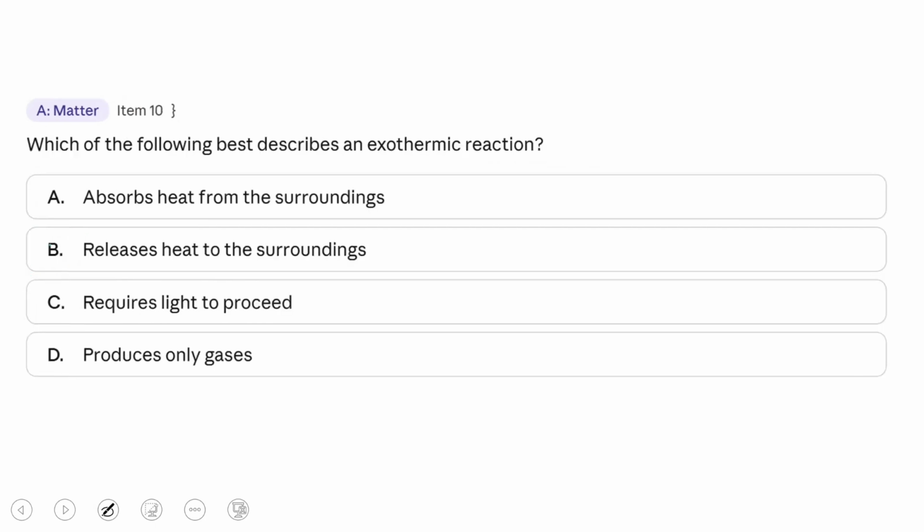Which of the following best describes the exothermic reaction? Exothermic reaction, exit. So it means it releases or exits heat to the surroundings. The answer is letter B, which is the opposite of endo. Endo means enter. So exit means releasing.